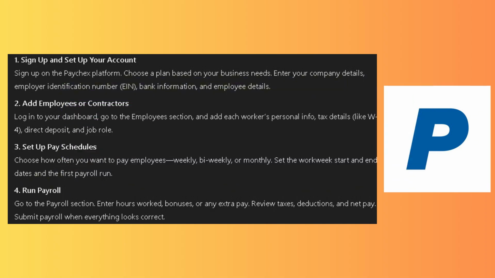Sign up or set up your account. Sign up on the Paychex platform, choose a plan based on your business needs, enter your company details, employee identification number, bank information and employee details. Add employees or contractors. Log into your dashboard, go to the employee section and add each worker's personal information, tax details like their W-4, direct deposits and their job role.